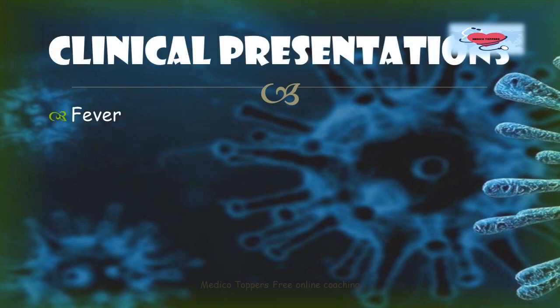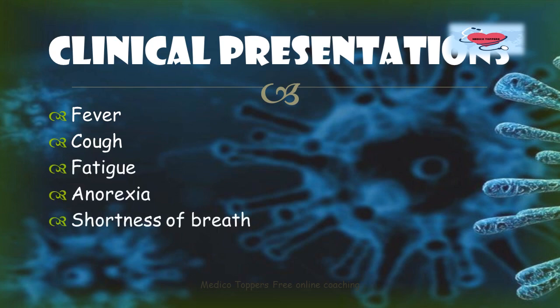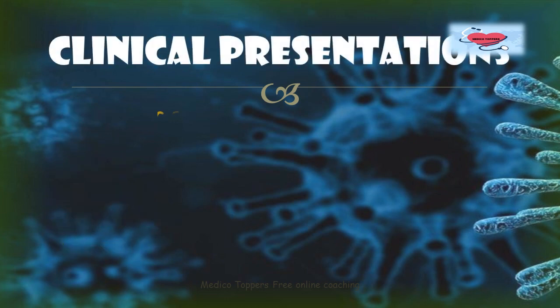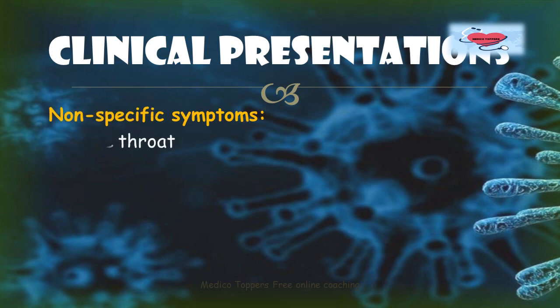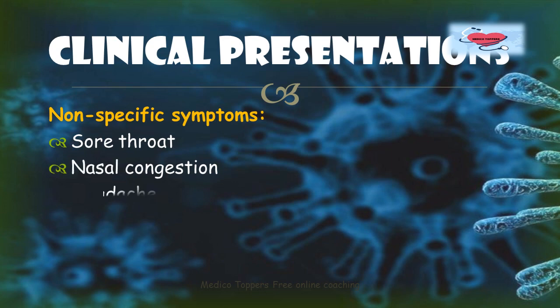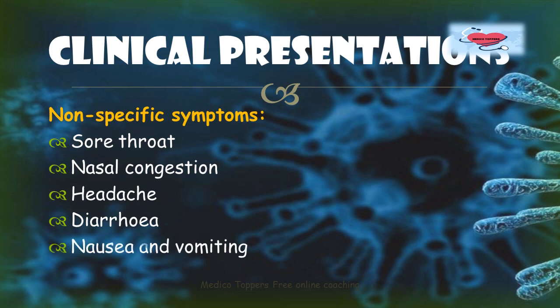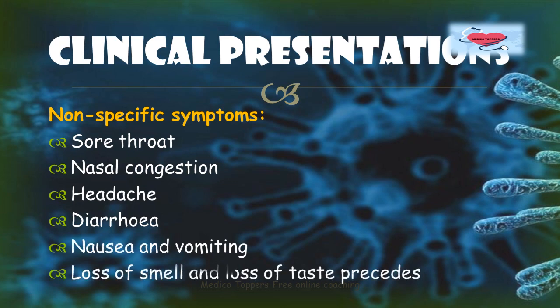Clinical presentations. So first fever, then cough, mainly dry cough because it is an atypical pneumonia. Then fatigue, then anorexia, then shortness of breath, then myalgias. Then we will see the non-specific symptoms of COVID-19. It is sore throat, nasal congestion, headache, diarrhea, nausea and vomiting. Loss of smell and loss of taste precede even before the symptoms of the disease appear.